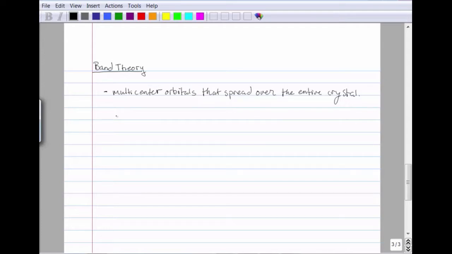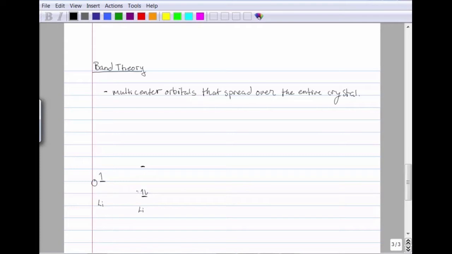Okay, so let's look at a lithium crystal. If I were going to draw just one lithium by itself, it would just be an s orbital, right? It would look like this, and it would have one electron. If I put two lithiums together, I would get two orbitals, and I'd have two electrons, and I would have a bonding orbital and an anti-bonding orbital.